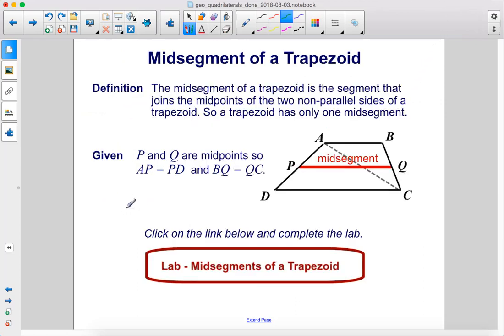The midsegment of a trapezoid is the segment that joins the midpoints of the two non-parallel sides of a trapezoid. So a trapezoid has only one midsegment. P and Q are midpoints, so AP is equal to PD and BQ is equal to QC. Click on the link below and complete the lab.